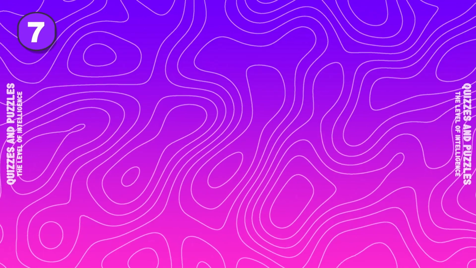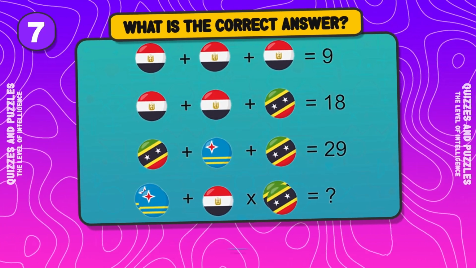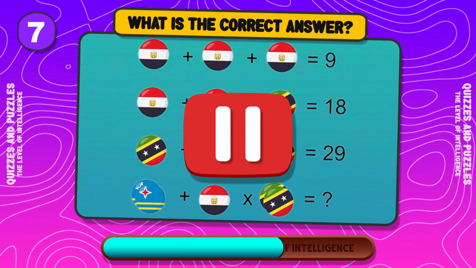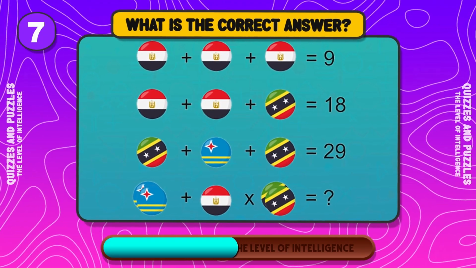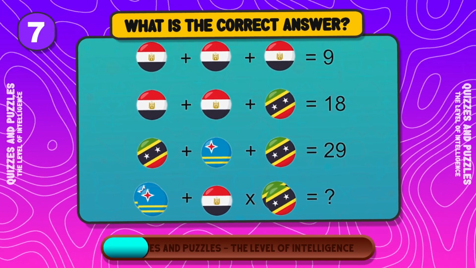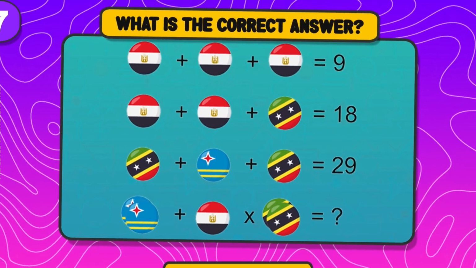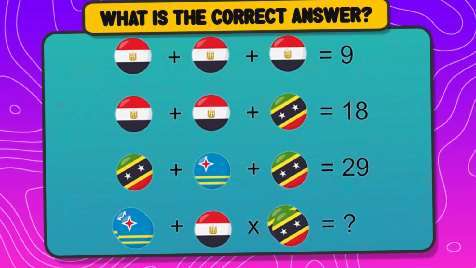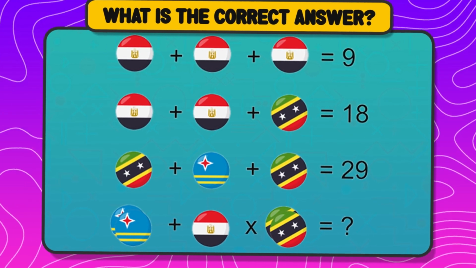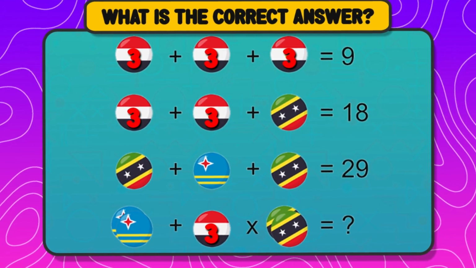Question number 7. Look at this picture with flags and try to solve it. Let's see how quickly you can figure it out. Feel free to pause the video to have enough time to solve this puzzle. Solution. In the first row, the answer is 9. To determine the value of the Egypt flag, we divide this answer by 3, as there are 3 flags. We get 3. Thus, the Egypt flag represents the number 3.